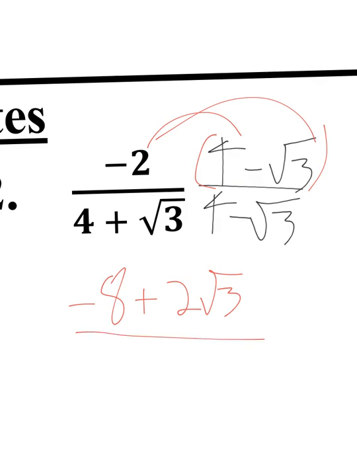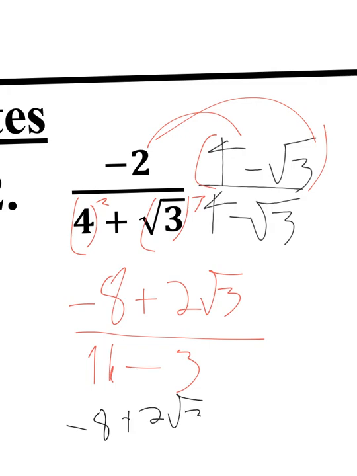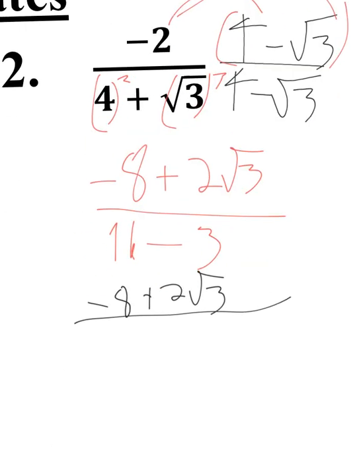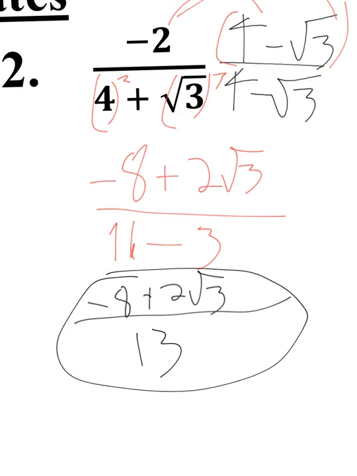And then the bottom, 4 squared is 16. Square root of 3 squared is 3. So I have 16 minus 3. It's always going to be minus. And so the final answer is negative 8 plus 2 square root 3 over 13. And yeah, that's it for that little section.